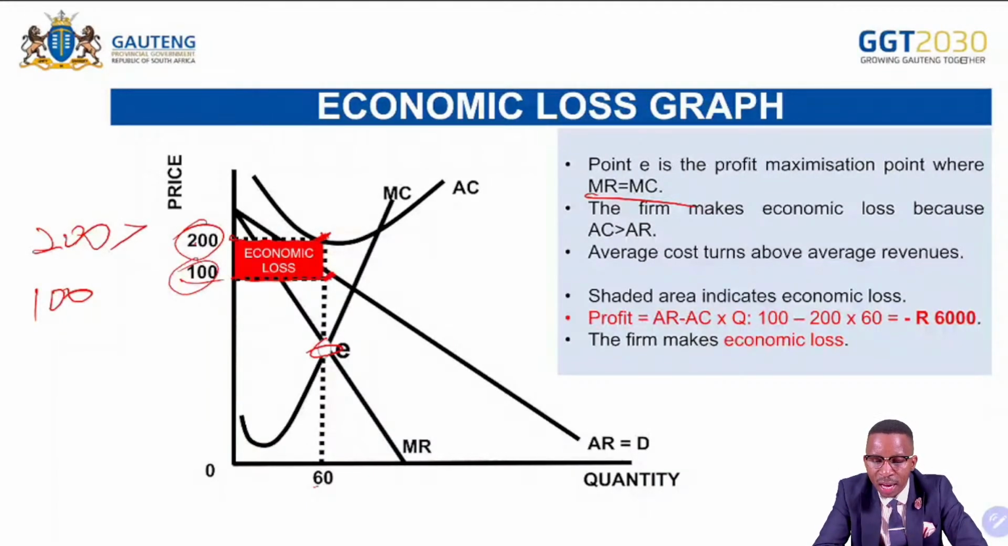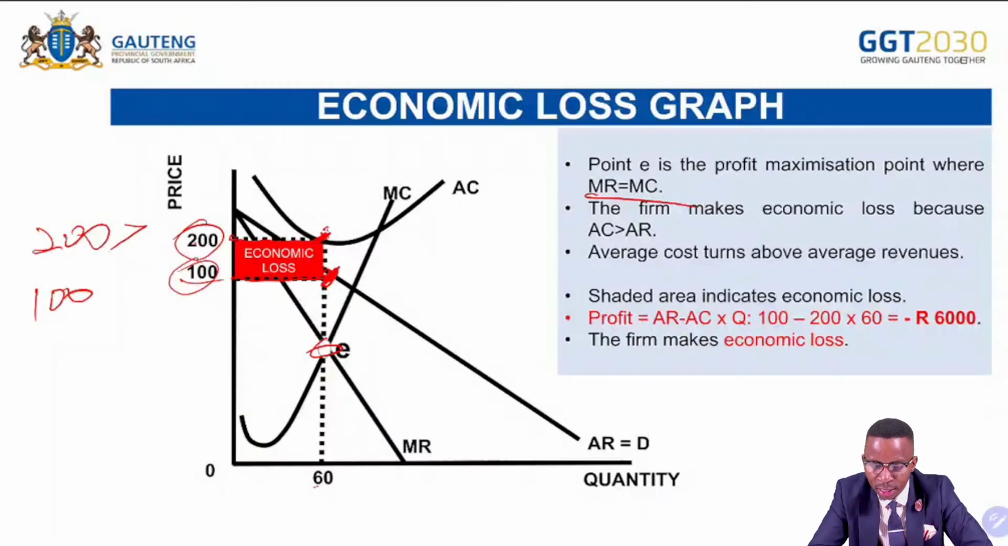So we continue. The average cost curve turns above average revenues. You can see that AC is just turning slightly above AR at this point. That simply indicates that the firm is making economic loss. The shaded area, shaded in red, indicates that the firm is making economic loss.